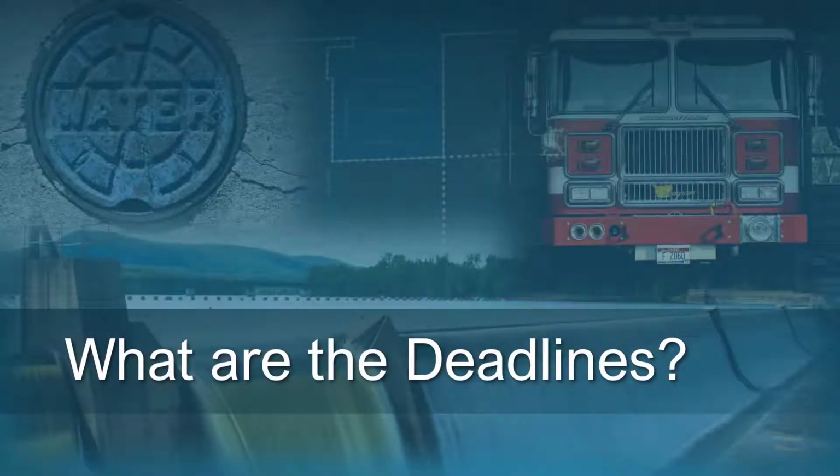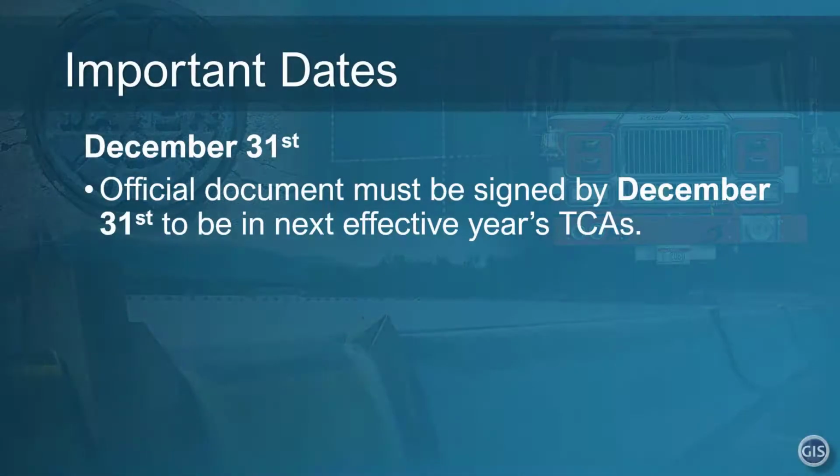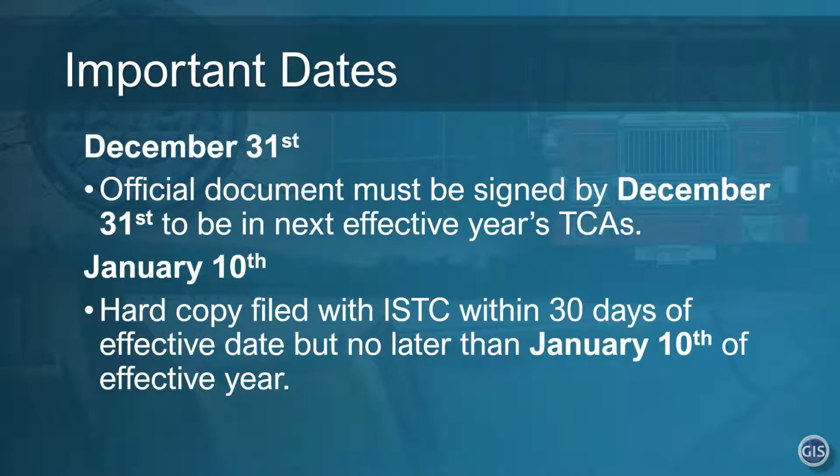What are the deadlines? December 31st. Official boundary change documents must be signed by December 31st to be in the next effective year's tax code areas. January 10th. A hard copy of boundary change documents must be filed with the Idaho State Tax Commission within 30 days of effective date, but no later than January 10th of the effective year.